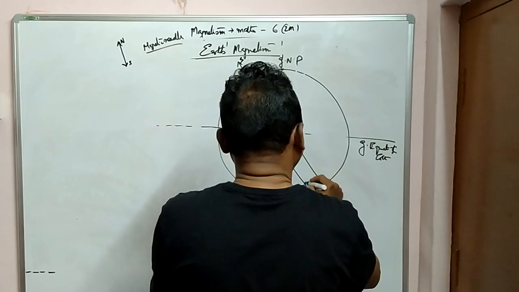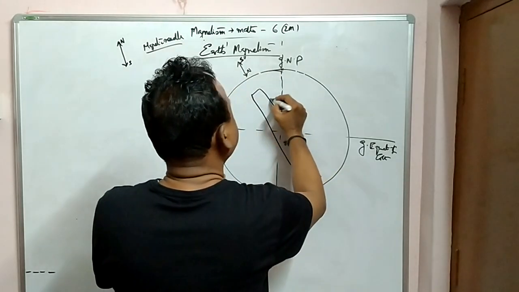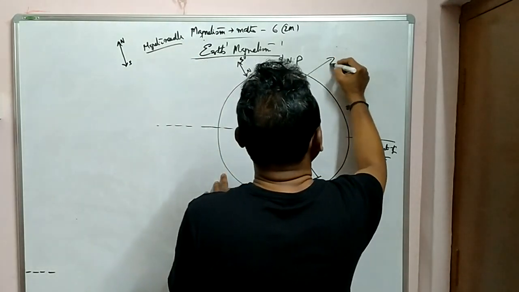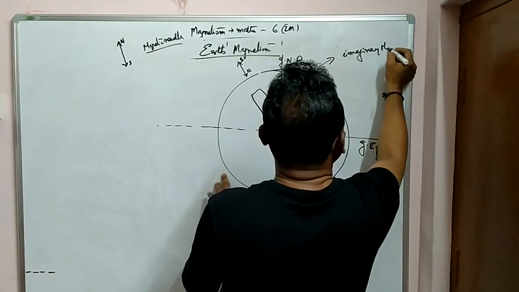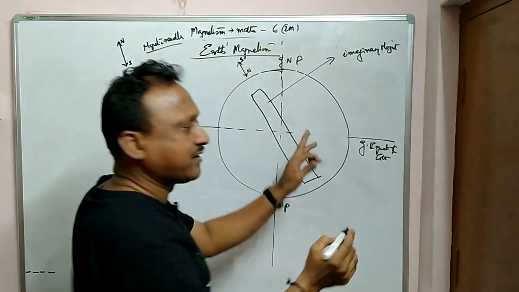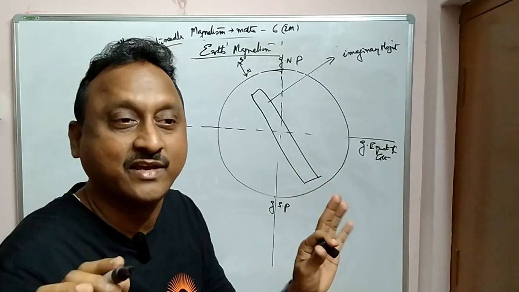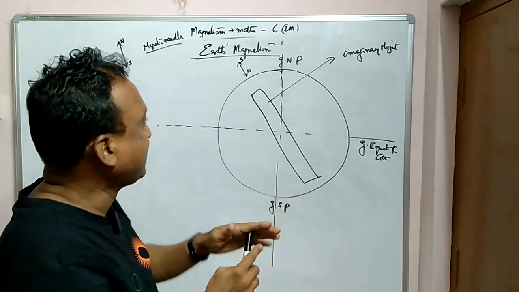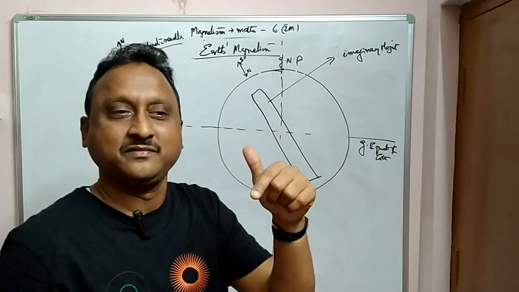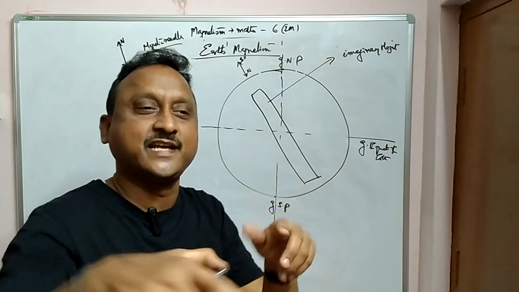This is not a real place, it is an imaginary magnet. I am writing here, imaginary magnet. Please note, this is not a real magnet, it is imaginary. Why am I taking it as imaginary? Because when you put the compass here, north is coming down. That means what? Somebody is there inside, south.